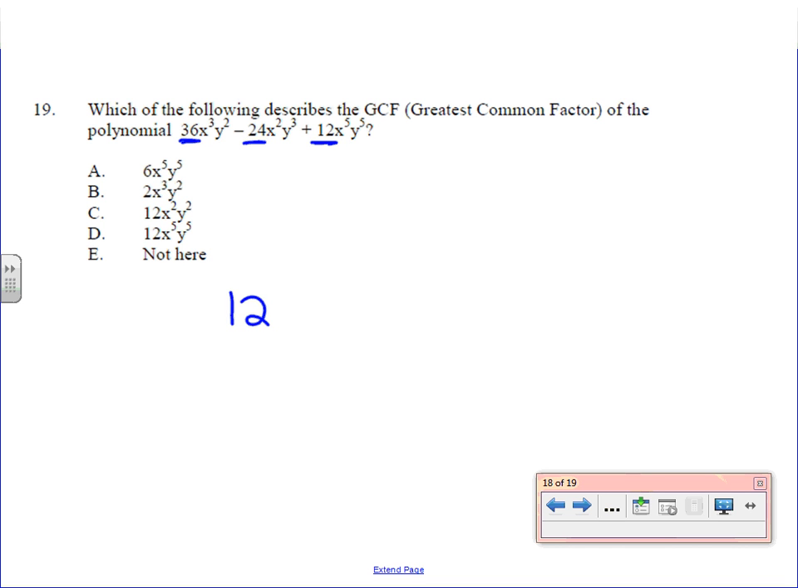So, 12. Now we're looking at the variables. I've got an x to the third, an x squared, and an x to the fifth. The most they have in common is an x squared. All of them have at least an x squared in it. Now I'm looking at the y's. I've got a y squared, a y to the third, and a y to the fifth. The most they have in common is a y squared. Therefore, my GCF is 12x squared y squared, making C the correct answer.